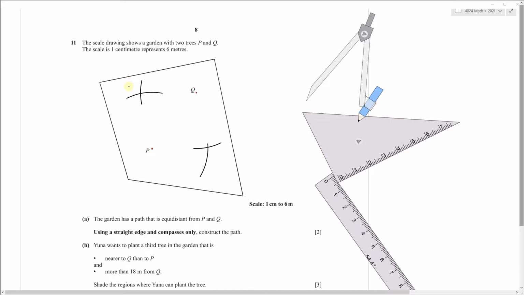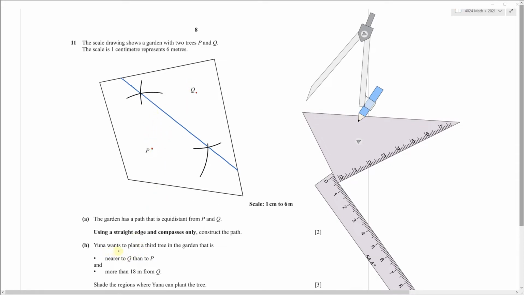So if I join these two arcs with a straight line, I will get my perpendicular bisector. The garden has a path, so it's inside the garden, so we'll draw the line inside the garden only. So it will be something like this. This is your perpendicular bisector of this line PQ, and all the points on this line will be the same distance from point P and point Q.